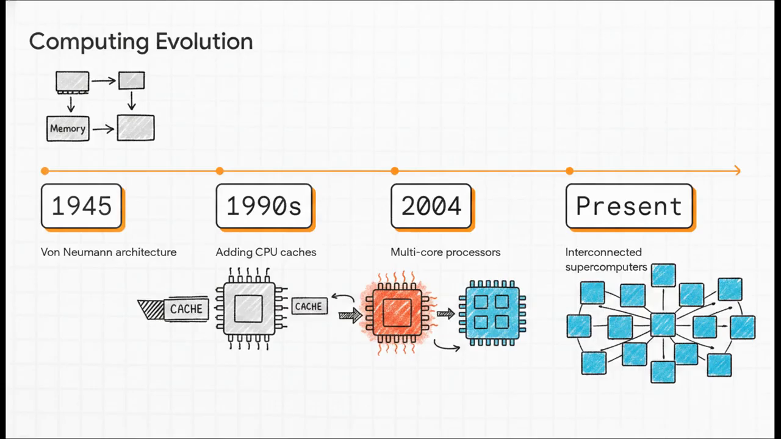We eventually hit a literal physical wall. Pushing a single-core processor any faster generated so much heat it would destroy the chip. So around 2004, the industry had to pivot. Instead of building one blazing hot core, they started packing multiple, cooler cores onto a single chip. And that brilliant workaround sparked an evolution that leads straight to the massively interconnected supercomputers we use today.